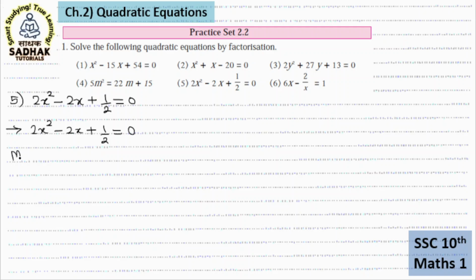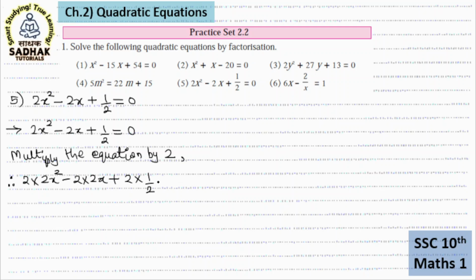So for that we will multiply the equation by 2. Okay, multiply the equation by 2. Why are we multiplying the equation by 2? Because here in the fraction the denominator is 2 and we want to remove it, that is why we are multiplying by 2. Okay, therefore 2 multiplied by 2x square minus 2 multiplied by 2x plus 2 multiplied by 1 upon 2 is equal to 2 multiplied by 0.